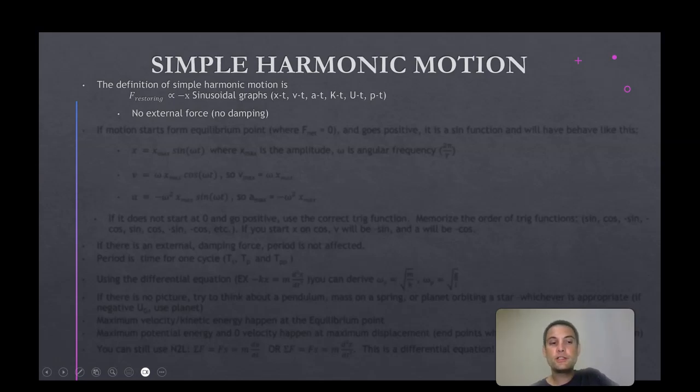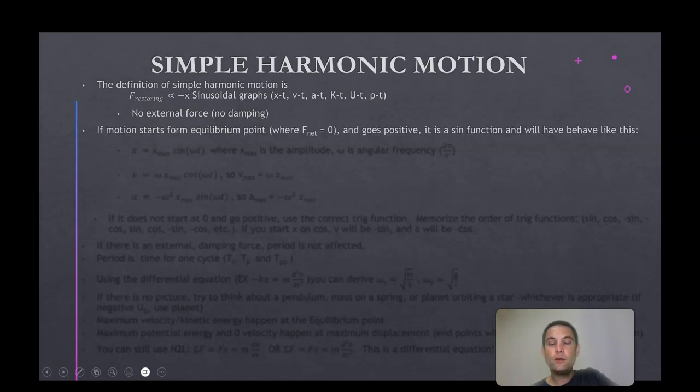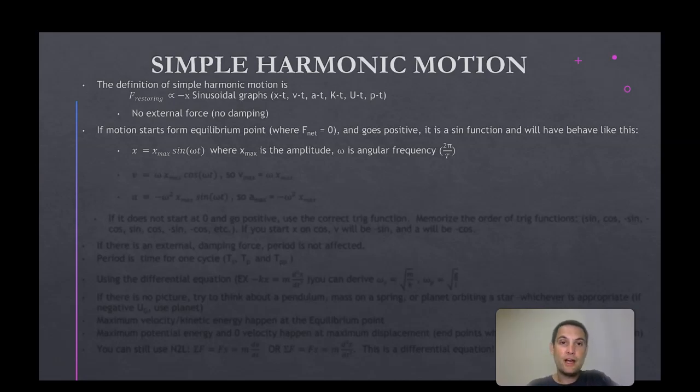If motion starts from the equilibrium point, where F net equals 0, and goes positive, it is a sine function and will behave like this, where x is the x max, our amplitude, times sine of our angular frequency multiplied by time. Remember, angular frequency is 2 pi over the period.